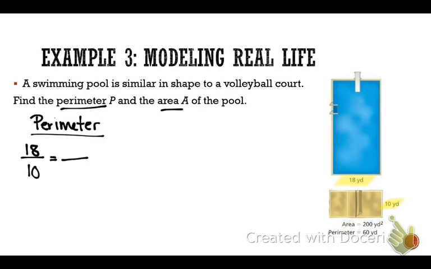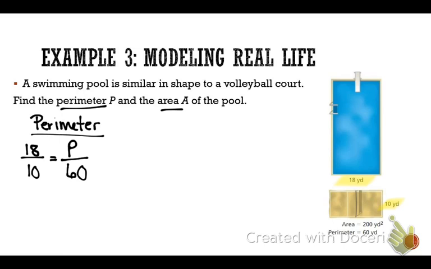Do I know the perimeter of the pool? No. Okay, so I'm going to put a P. Since I'm solving for perimeter, which value down here in the volleyball court do you think is going to apply to this? 60. 60, right? Because I need to compare perimeters top and bottom, okay? So here we go, P over 60. Does everybody understand why we use 60?